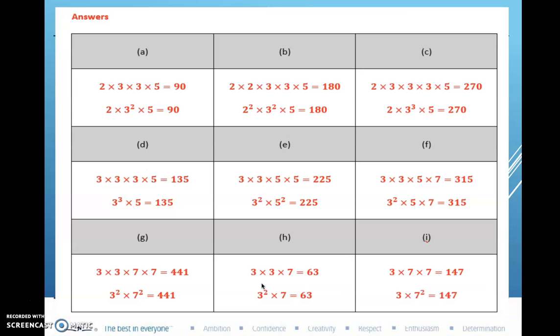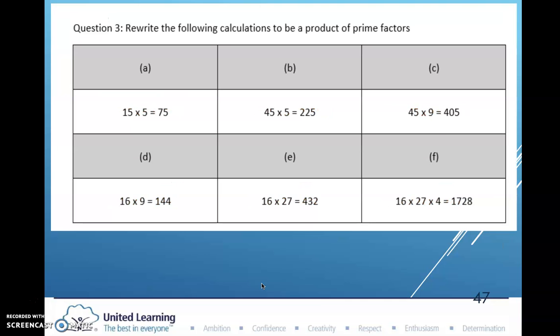And here are the answers. They've given it in index form also. And give yourselves 5 last minutes to work through these problems here. It wants you to rewrite the following calculations to be a product of prime factors.